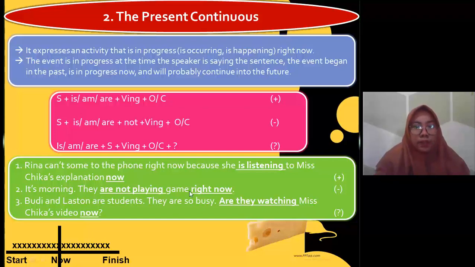They are not playing game right now. Okay, this is for the negative one. They are not playing game right now. Okay, and then the last is for the interrogative one.